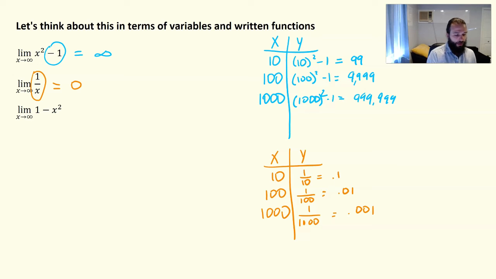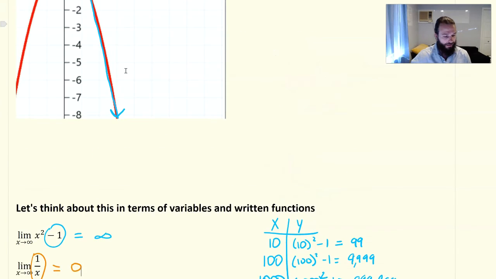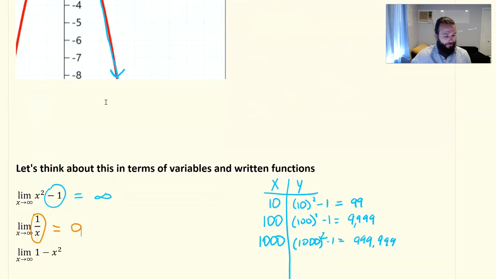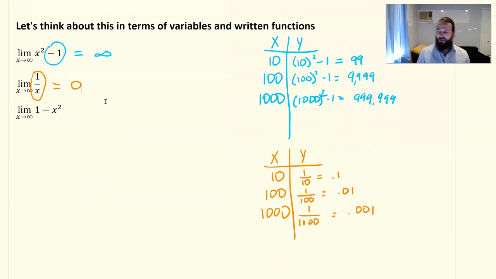Lastly, we have 1 minus x squared. Now this is similar to the third one, as the previous function, the 1 over x, is actually the second graph. The third graph here is 1 minus x squared. Well, let's think about this algebraically. We already know that the answer is negative infinity from before.